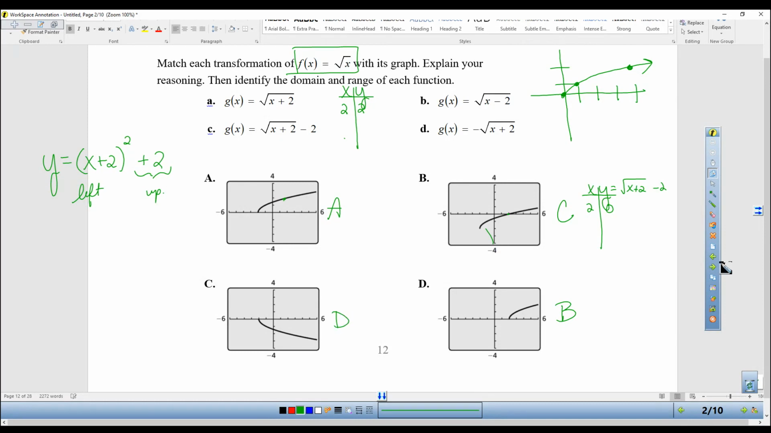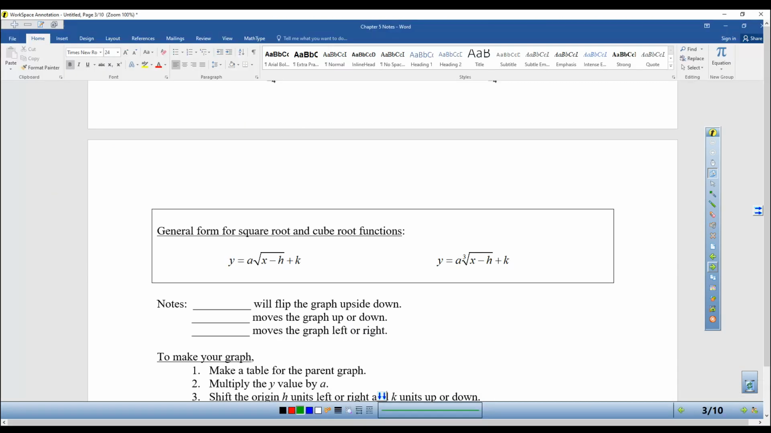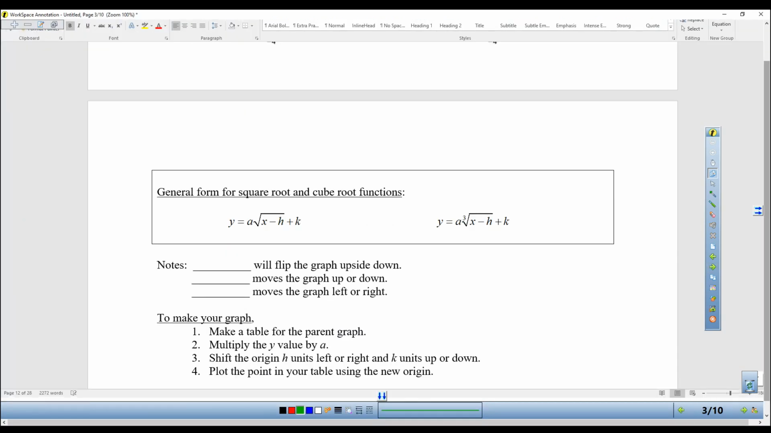So what did we learn from this? We learned that all the things that we've learned so far this year still apply, and they're going to apply to the next kind of graph we learn, and the next kind of graph we learn after that. Whenever you have a negative A, that's going to flip the graph upside down. Your H is going to move the graph left or right, and your K is going to move the graph up or down. In other words, the same exact problems or systems apply.